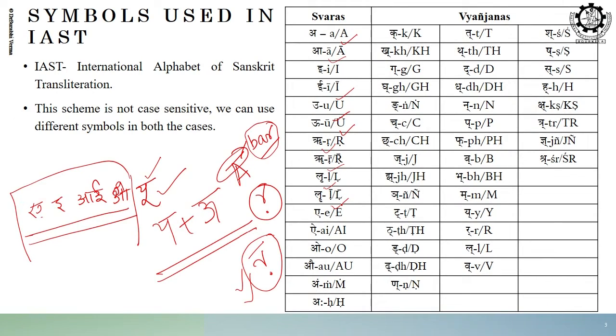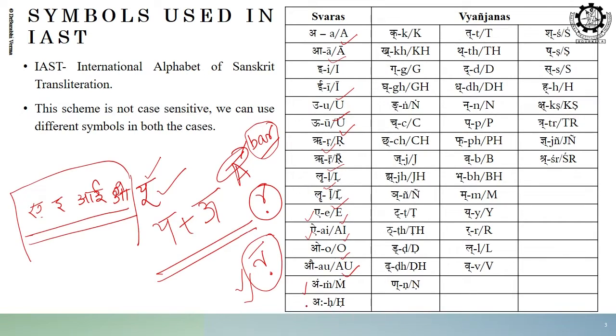Then after akara, ikara, ukara, rikara and lrikara, we have ekara and aikara. E is denoted by e and ai is denoted by ai. So, you have to memorize this notion, ekara and aikara, and the symbols used for them. Then o is denoted by o. O is that sound which is available in both the languages as it is. Then au becomes au.